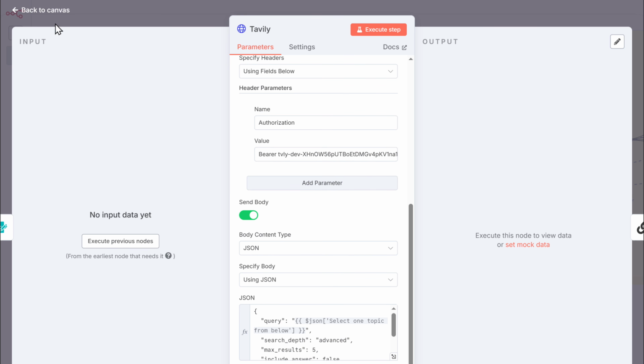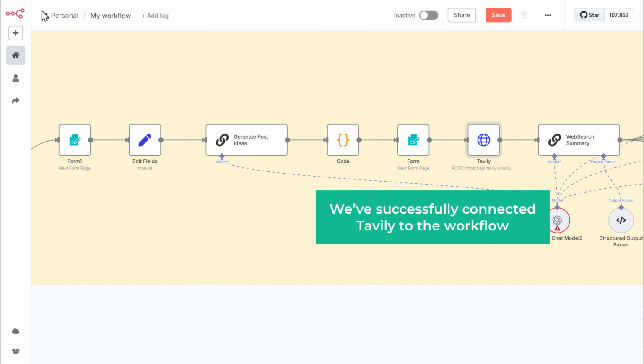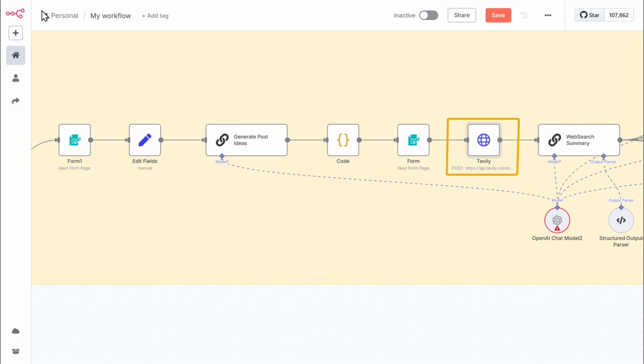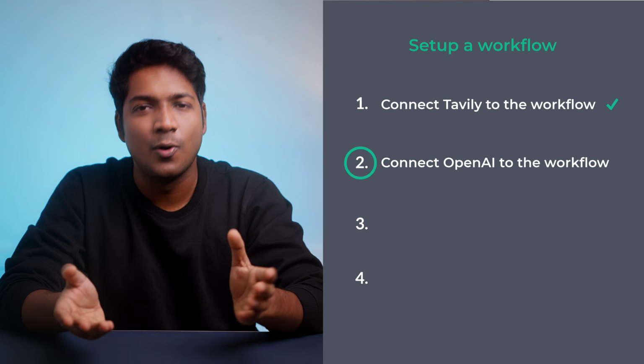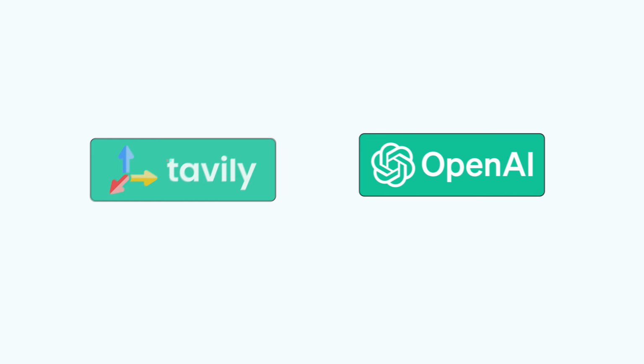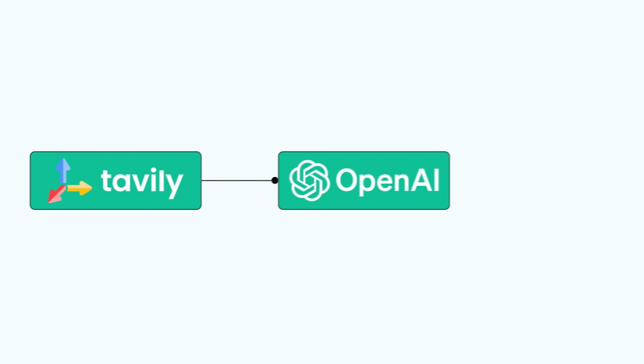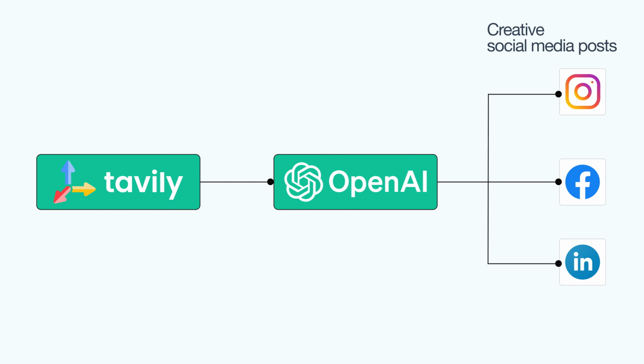Let's close this and go back to the workflow. So now we have successfully connected Tavily to the workflow and you can see that the warning sign has been removed. Once you've connected Tavily to the workflow, next let's move on to the second step, which is to connect OpenAI to the workflow. OpenAI is used to generate the content and it takes the research from Tavily and turns it into creative social media posts for each platform.